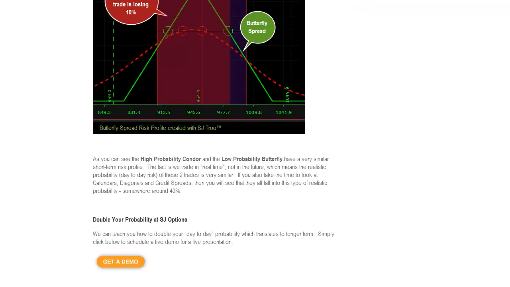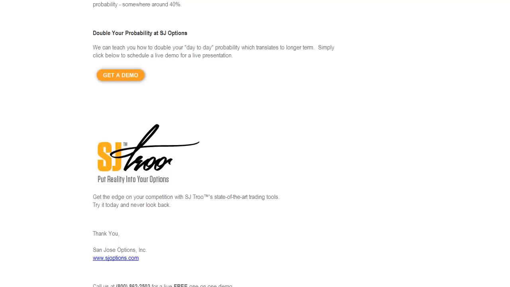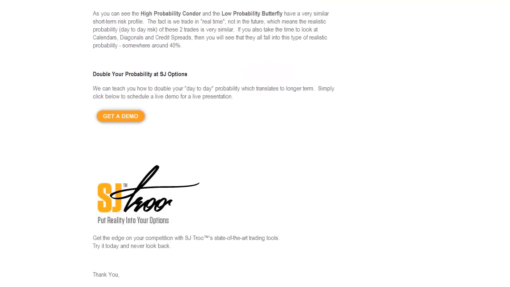So come down to the bottom part, and as you can see, the high probability Condor and the low probability Butterfly have a very similar short-term risk profile, and again, the same holds true for the credit spread and the calendar. And the fact is, we trade in real time, not in the future, which makes the realistic probability, this day-to-day risk of those two trades, as well as the other ones that I demonstrated to you, they're all very similar.